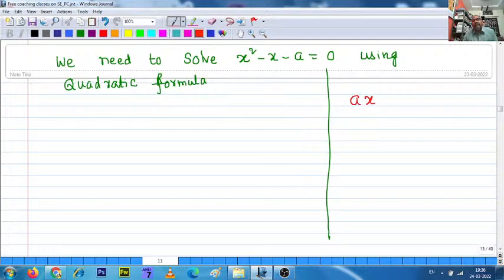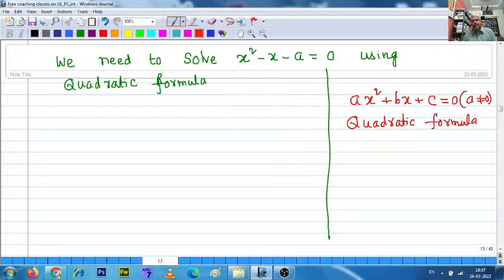So for ax square plus bx plus c equals 0, where a does not equal 0, the quadratic formula is given by x is equal to minus b plus or minus root of b square minus 4ac upon 2a. So my dear students, remember it like this. It was actually given by the great Sridharacharya, not Srinivasa Ramanujan.